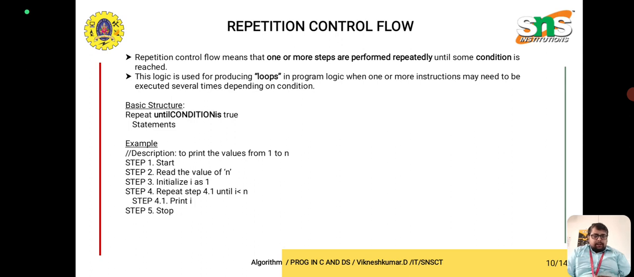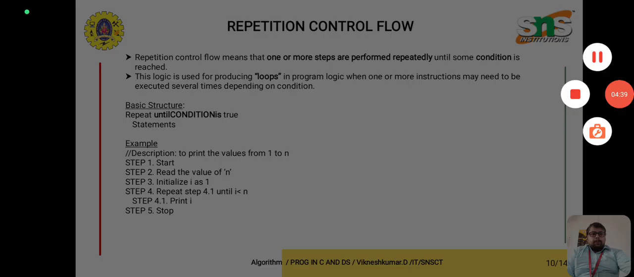Step 1 is start. Step 2 consists of reading the value of n. Initially we are going to print from the value 1, so we assign integer I and initialize I as 1. Next, we repeat step 4.1 until the value of n, for example n is 10. So we print 1, 2, and it goes on. It says repeat, with the condition that I is less than n. Step 4.1 keeps increasing I until I becomes larger than n, then the process stops. This is called repetition control flow.